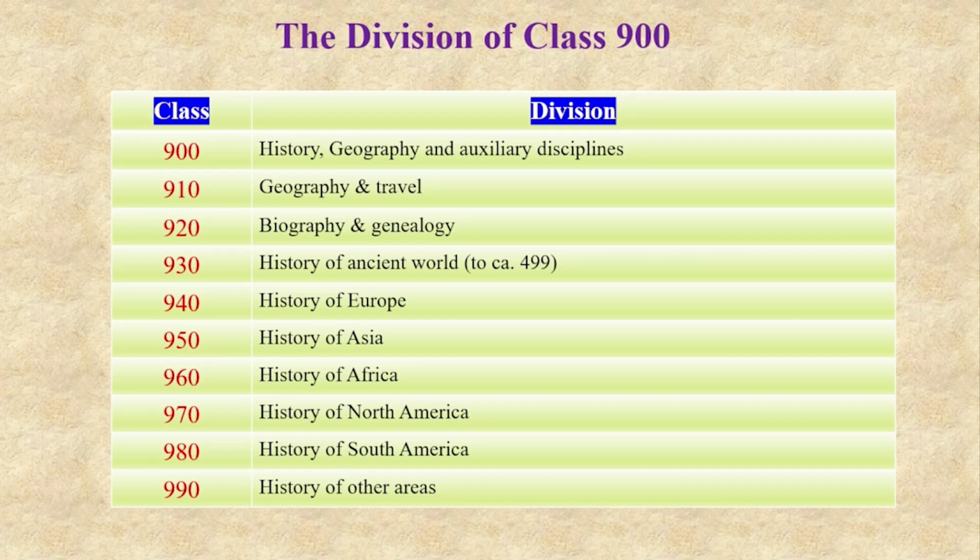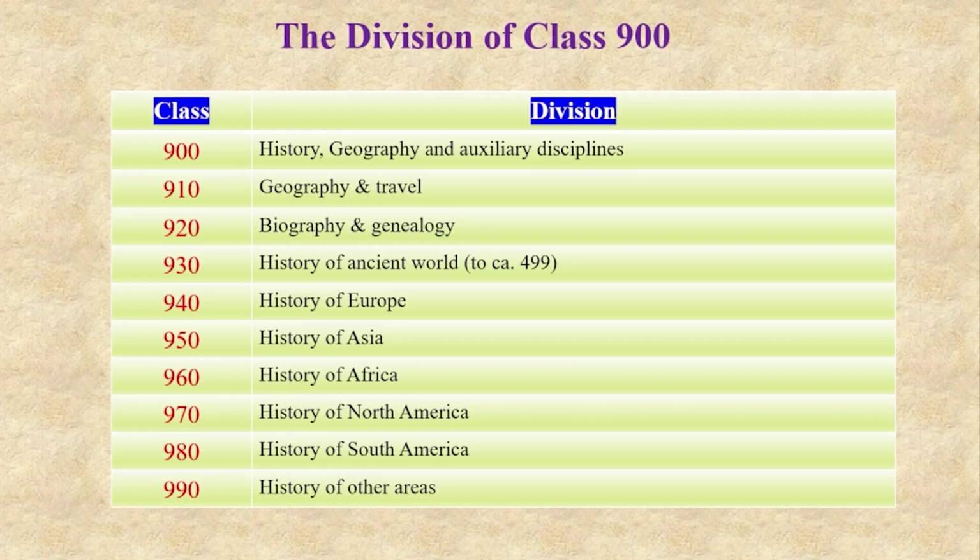Class 970 covers the history of North America, including pre-Columbian civilization, colonial history, independence movements, and modern developments in the United States, Canada, Mexico, and Central America. Further, 970 to 979 covers North American history divided by region and country. Pre-Columbian civilizations, that is Aztecs, Mayans, and indigenous cultures are included. European colonization, independence movements, and modern developments are covered. The United States, Canada, and Mexico each have detailed classification.